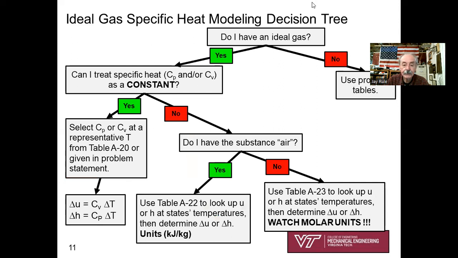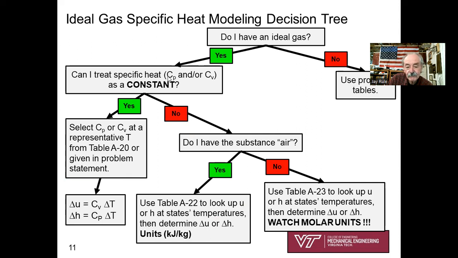Next decision tree. Ideal gas, let's say we have an ideal gas. We've got a decision tree on modeling the specific heat of the ideal gas. So let's go over this decision tree. Do I have an ideal gas? Yes, we'll take the left-hand fork. If no, we'll use property tables, H2O, steam. All right, yes, I have an ideal gas.